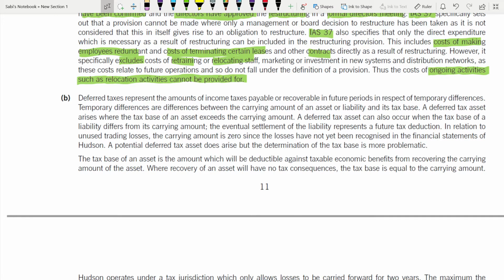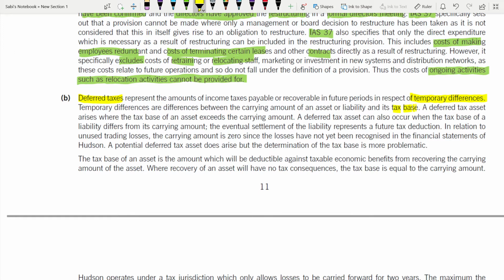Start by defining what is deferred tax. That's what they did here. So deferred tax represents the amount of income tax payable or recoverable in future periods in respect of temporary differences. Mention temporary differences. Now define what temporary differences are. Temporary differences are differences between the carrying amount of an asset or liability and its tax base. Tax base, this word also will come in your answer.